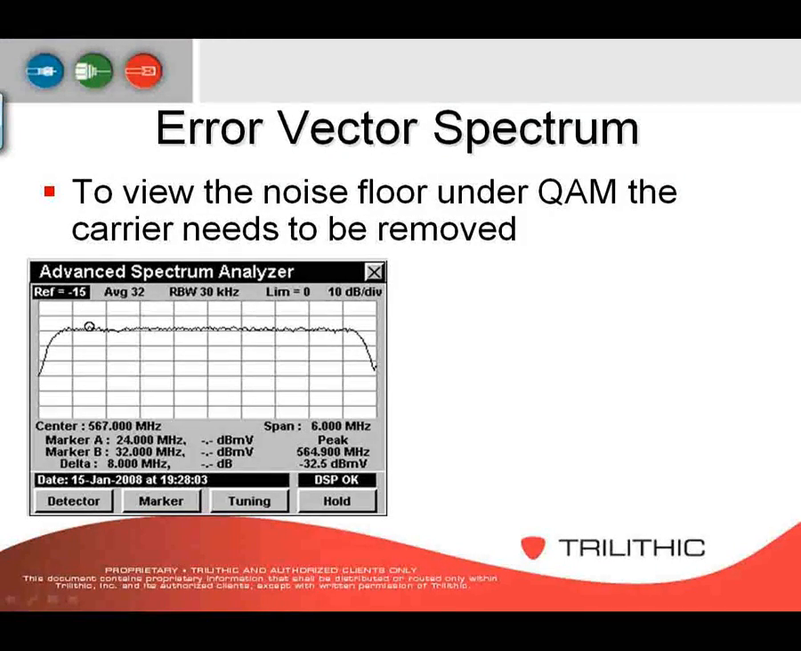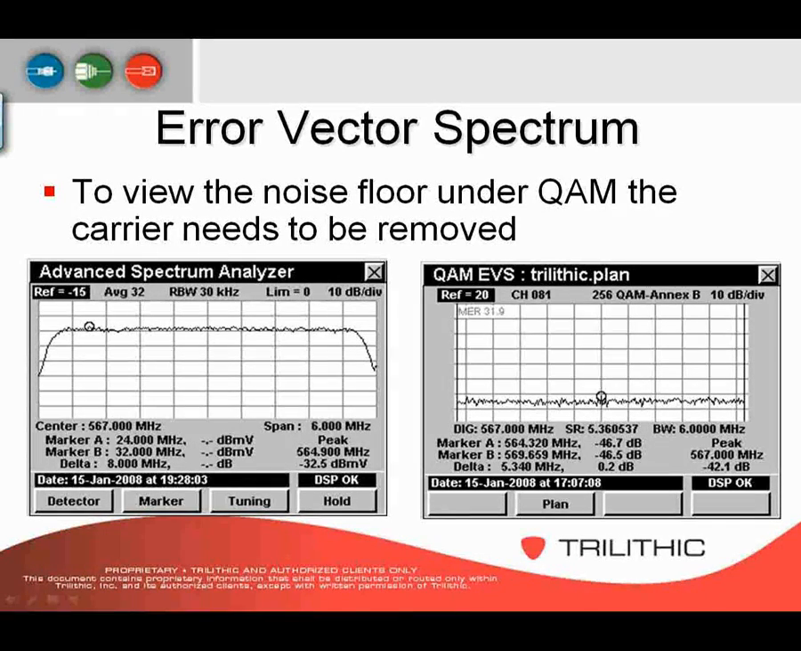One of the ways is using error vector spectrum. In the 860 DSPi, it's called EVS, and this allows you to look at noise under that QAM carrier. So if you look at the screen, you see the digital haystack that I've talked to you about in that 6 megahertz span. Now, we can't see what's going on under that QAM carrier. As far as we know, there could be noise there, and we may not see it.